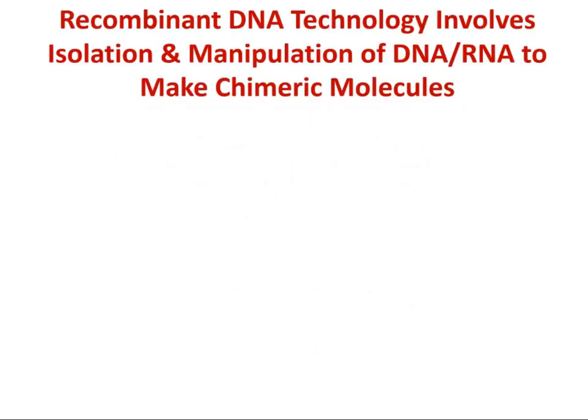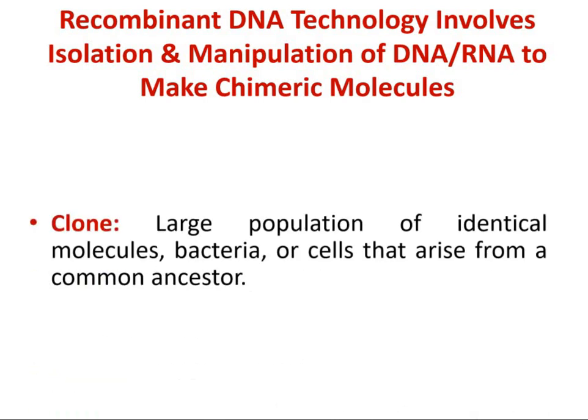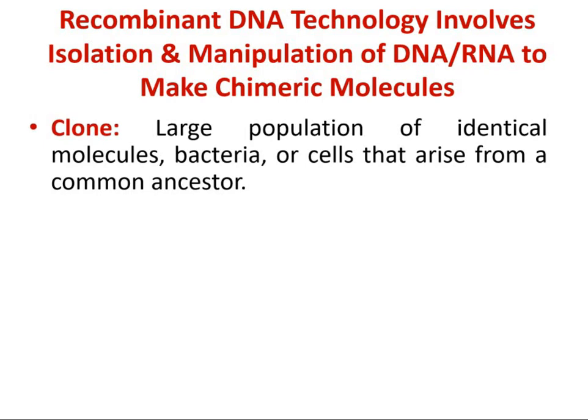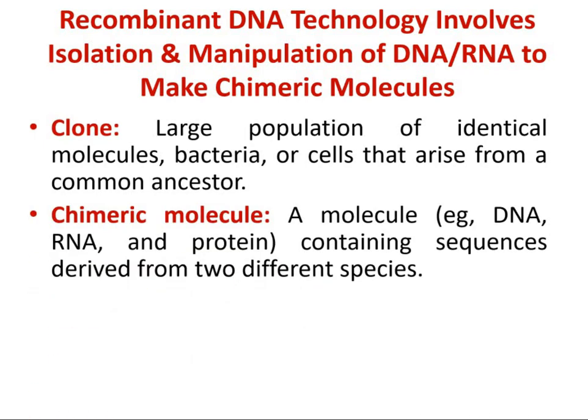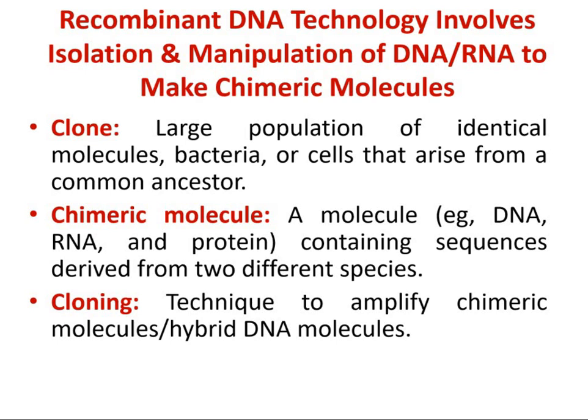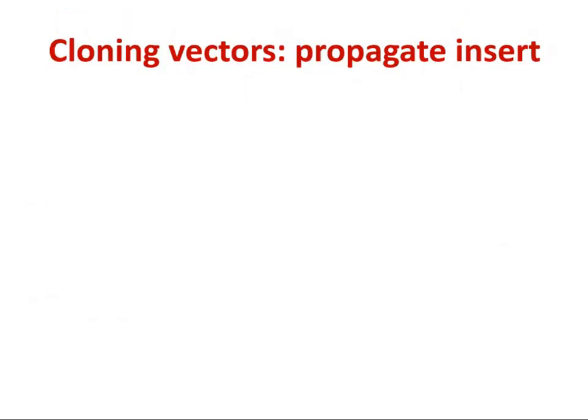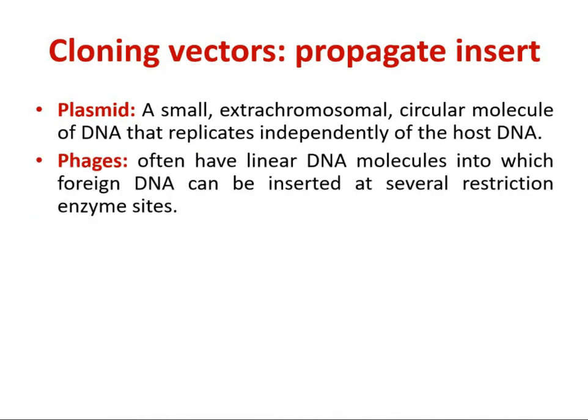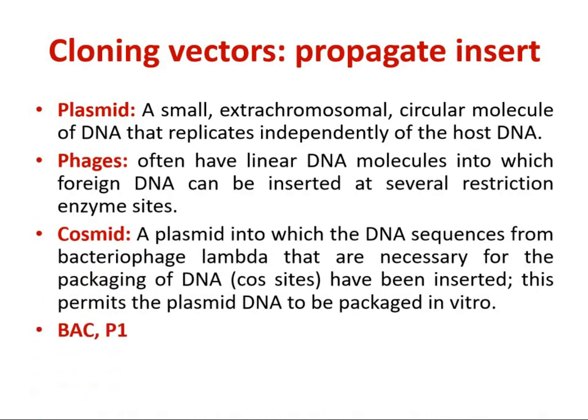I gave you the definition of recombinant DNA technology. It involves isolation and manipulation of DNA and RNA to make a chimeric molecule. I gave you certain definitions, like what is a clone, what are chimeric molecules, what is cloning, and then what are cloning vectors. I gave you the list of cloning vectors: plasmid, phages, cosmid, bacterial artificial chromosome, P1 based vector, yeast artificial chromosome.